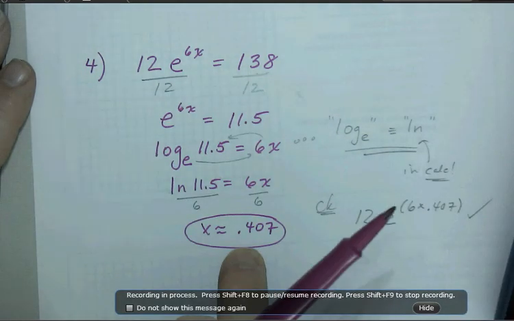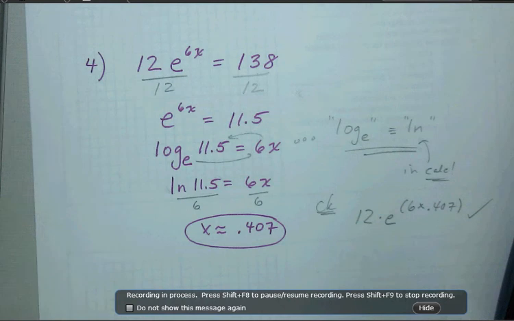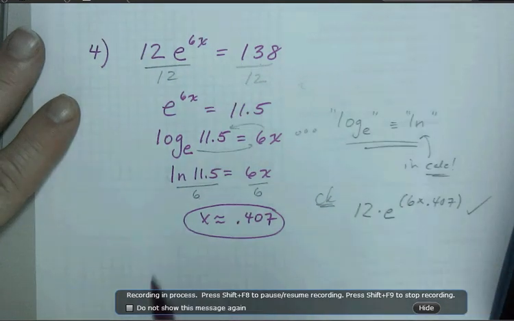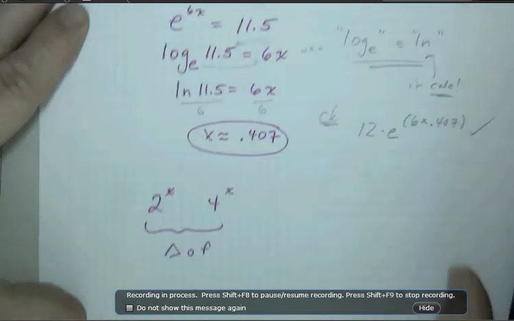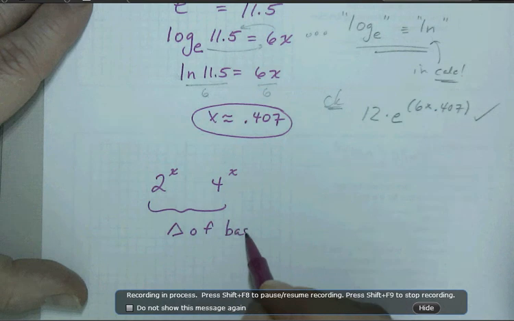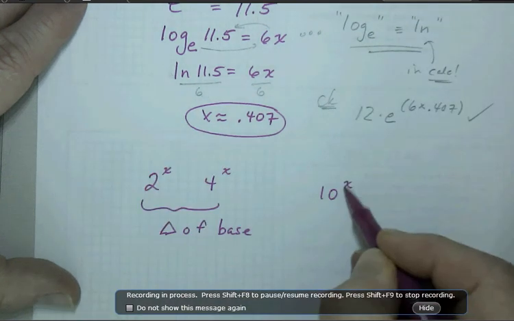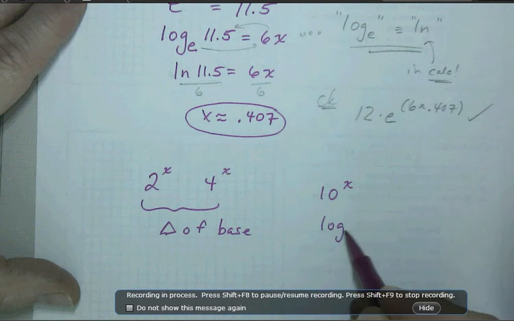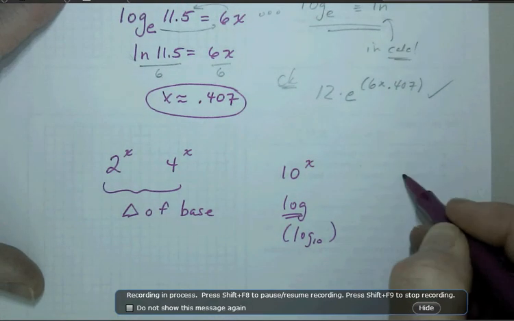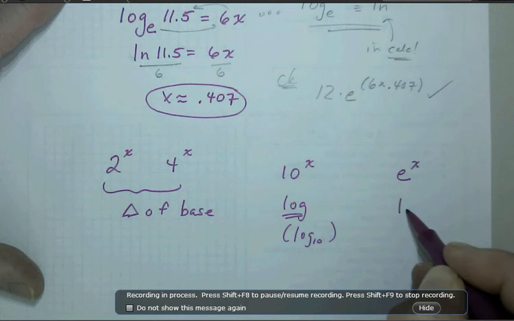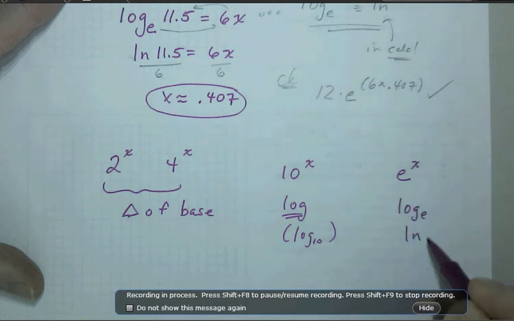The answer is 0.407. So basically we had 4 equations. 2 of them had base 2 or 4. And in those 2, so we had 2 to the x and 4 to the x essentially, and so those 2 we needed change of base. In the other one we had 10 to the x, and so we just did log, which is log base 10. And in this last situation, fourth scenario, we had e to the x, and so we did log base e, which is really natural log.